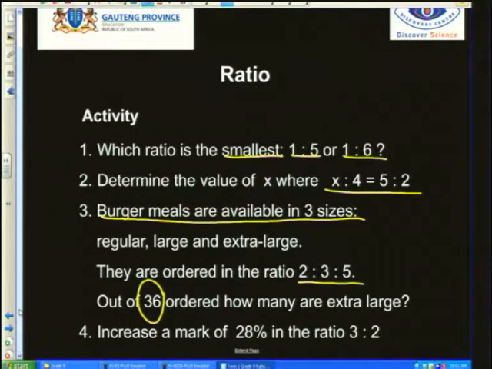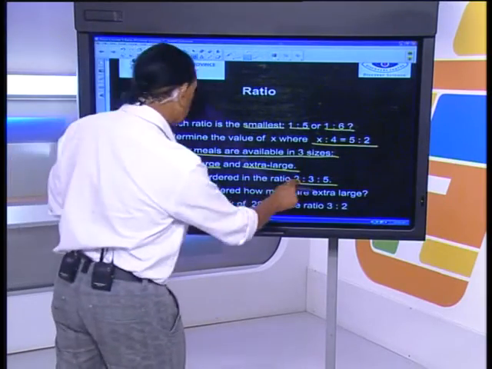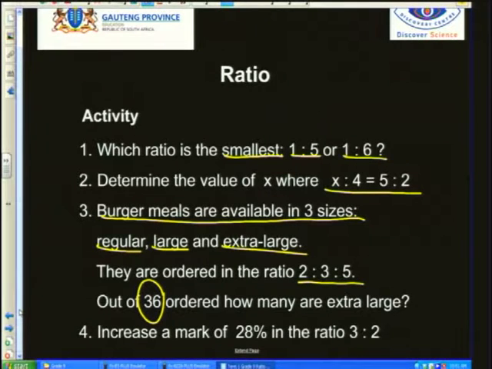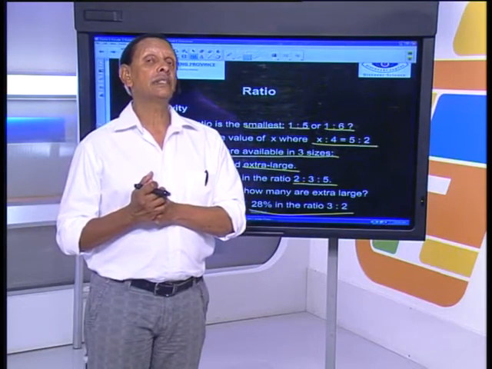So there are 3 sizes: regular burgers, large burgers, and extra large burgers. I think you like the extra large, isn't it? So regular will be 2, large will be 3, and extra large will be 5. You must work out how many of these burgers are extra large. And then lastly, you must increase a mark of 28% in the ratio 3:2. Those are the 4 examples, guys. I want you to do it. You can do it with your friend or in a group. Starting now.